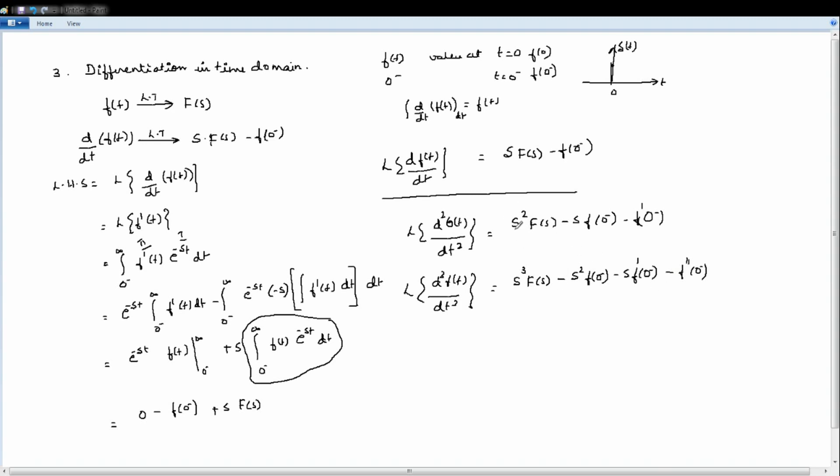See, the s term will go on reducing: s square, s and s power 0. Here also s cube, s square, s power 1 and s power 0. Only thing is the first term will have the Laplace transform term and the remaining will be the initial condition ones. So this is the generalized Laplace transform for nth order differential of the time domain signal f of t. So if you have first order, it is s into F of s minus f of 0 minus. Second order, s square into F of s minus s into f of 0 minus minus f dash of 0 minus. Third order is the equation which I've shown here.